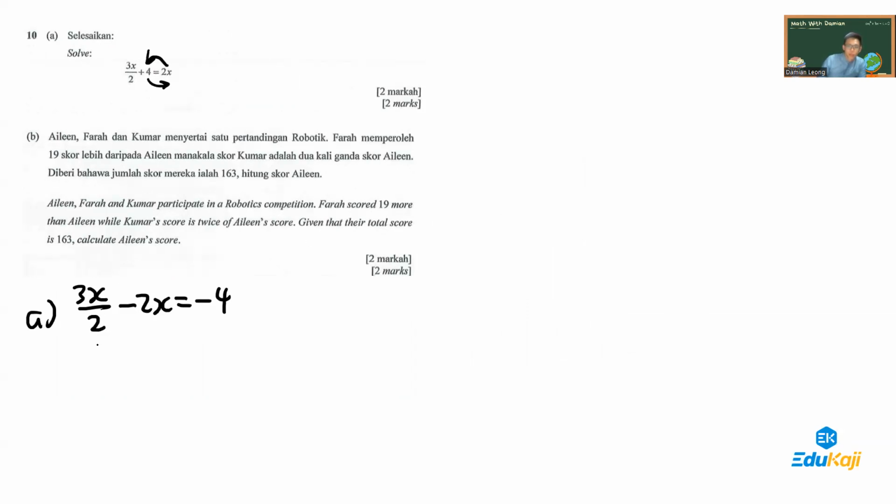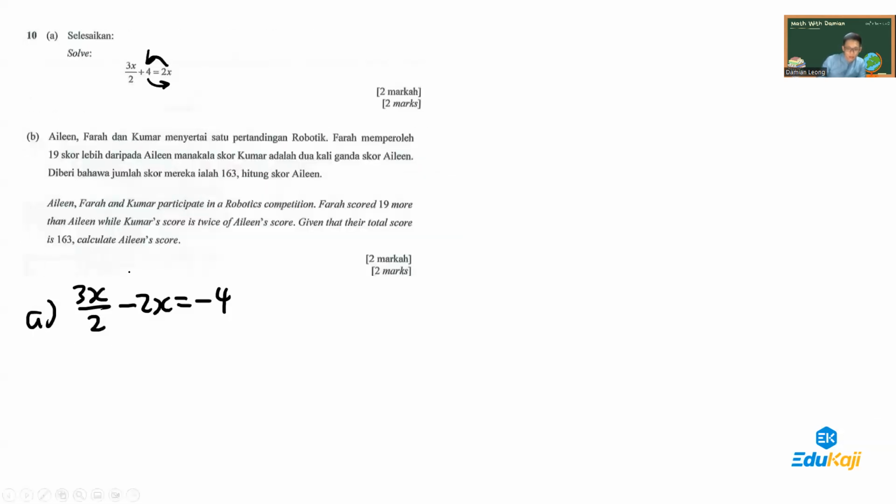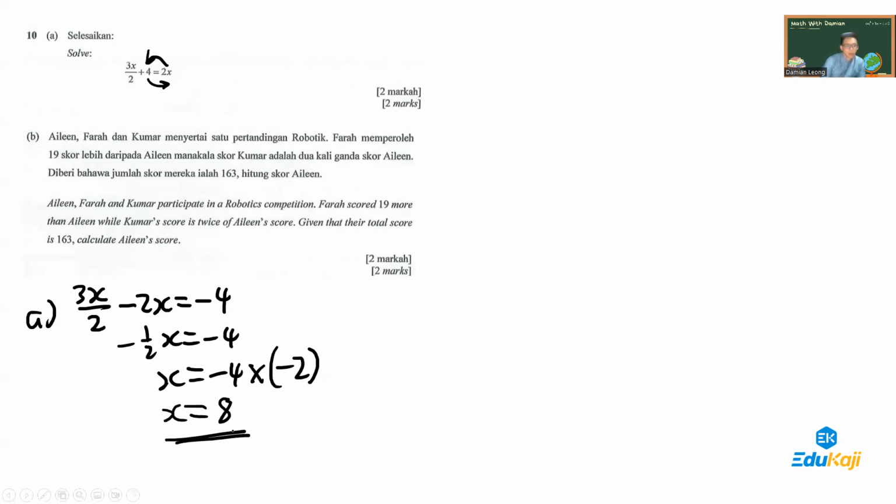So 3x over 2 means 3 over 2 x. I can just take 3 over 2 minus 2, and I get negative half. So it's negative half x equals negative 4. To get rid of the negative half, multiply by negative 2. Flip the fraction around, 2 over 1, which is 2. So it's 8. The x value is 8.